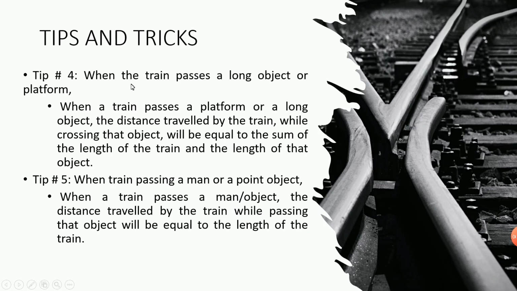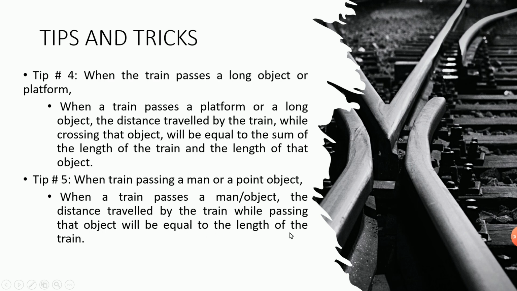Next, tip 4: when the train passes a long object or a platform, the distance traveled by the train will be equal to the sum of the length of the train and the length of the object, so you add both. But when a train passes a man or a point object, the distance traveled by the train will be equal to the length of the train.